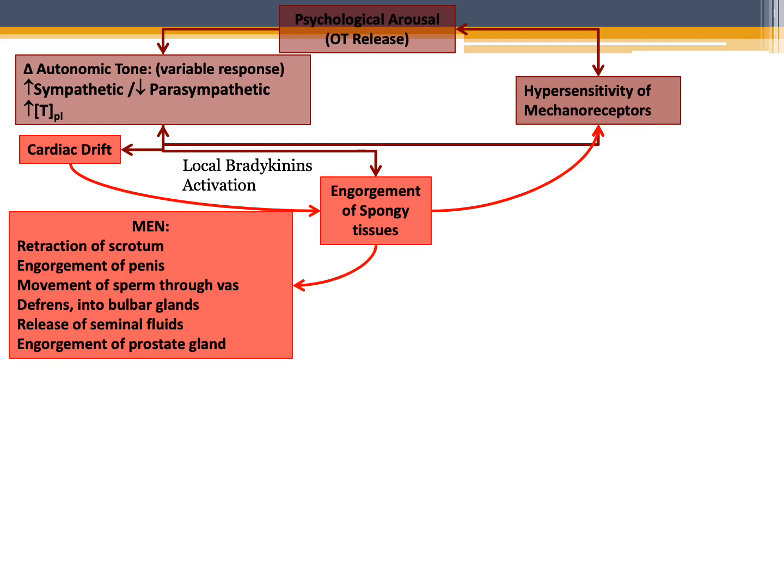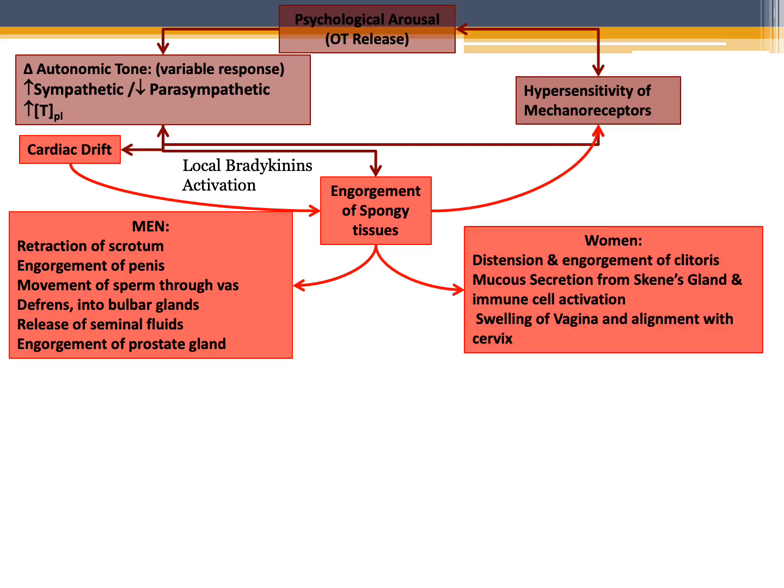Most of the engorgement here is due to the fenestrated capillary networks and sinusoidal capillary networks within the spongy tissues, trapping blood within them. We start getting a release of seminal fluids. The seminal fluid release here, along with the secretions from Cowper's gland, will start to neutralize any urine and urine remnants that happen within the urethra. For the females, we get distension and engorgement of the clitoris outside of the labial lips. We get increased mucus secretion from the Skene's gland, as well as increased immune cell activation within the vagina. We get swelling of the vagina and alignment of the vagina towards the cervix.